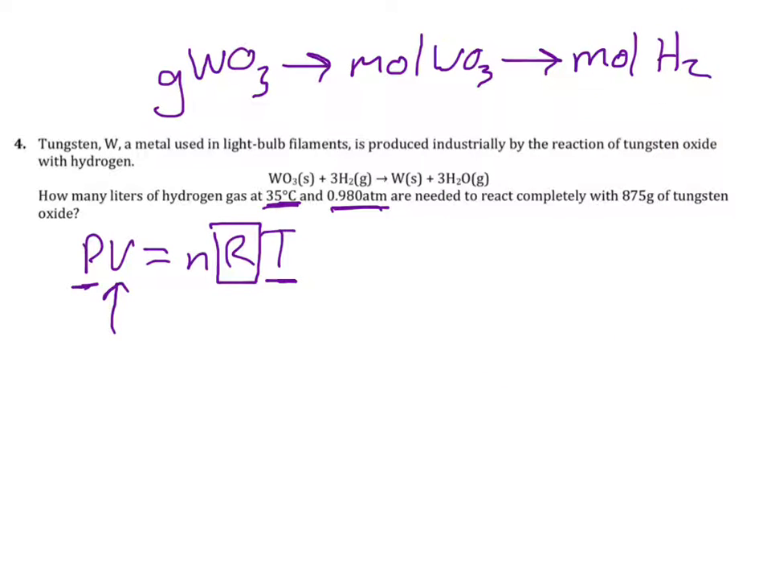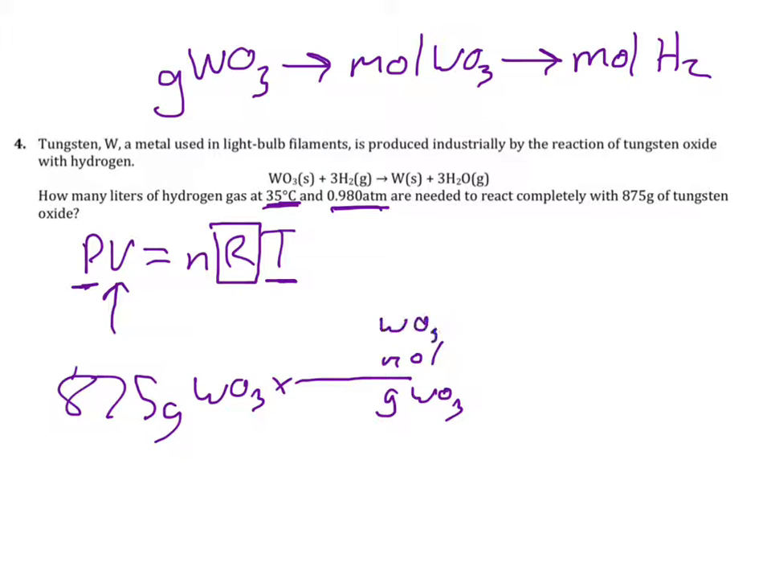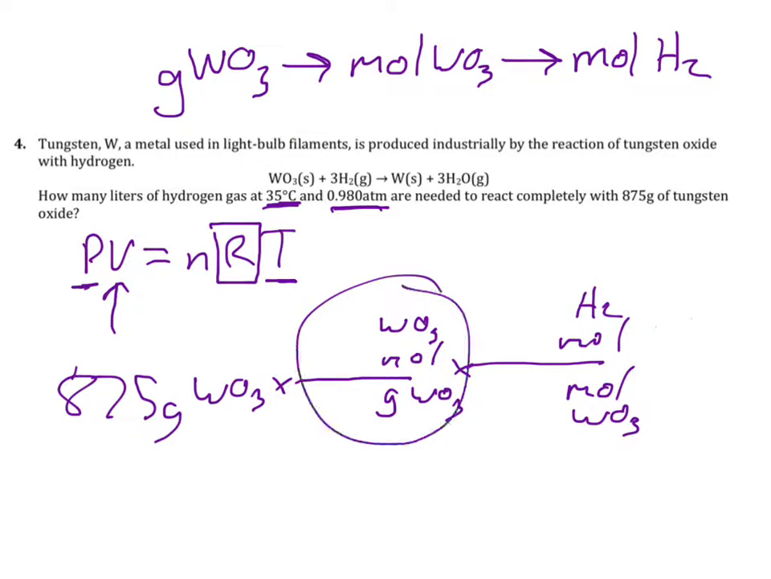Okay, so we are given 875 grams of tungsten oxide. We can go grams of tungsten oxide to moles of tungsten oxide. And then we can go moles of tungsten oxide to moles of hydrogen gas. This first fraction, when we go between moles and grams, we know that 1 mole is equal to the molar mass. And the molar mass that you get from the periodic table, when you add them all together, you have 1 tungsten, you have 3 oxygens, is about that.